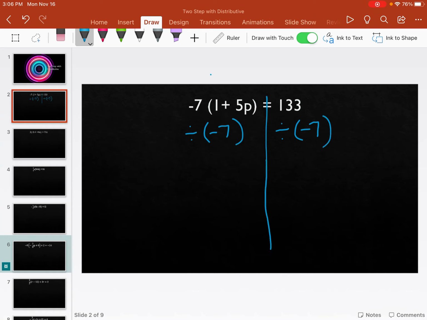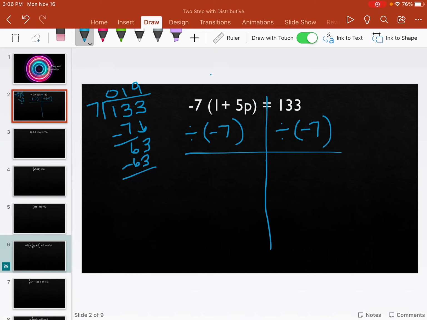Okay. So I have 7 going into 133. 7 goes into 13 one time, 6 left over, bring down my 3. 7 goes into 63 9 times exactly. So I have 1 plus 5p equals -19. Okay, and now it kind of just looks like the same two-step problems we've done before.